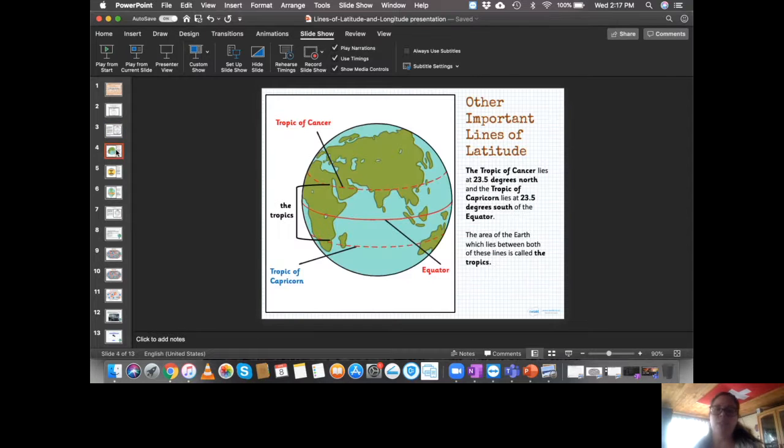Okay, then if we look here, so you can see it a little bit better, you've got your different lines of latitude. You've got your equator, which is really important. It kind of splits the Earth in half, and the top half is north and the bottom half is south. You've got your tropics, which is your Tropic of Cancer line and your Tropic of Capricorn line, and they are always 23.5 degrees north or 23.5 degrees south.